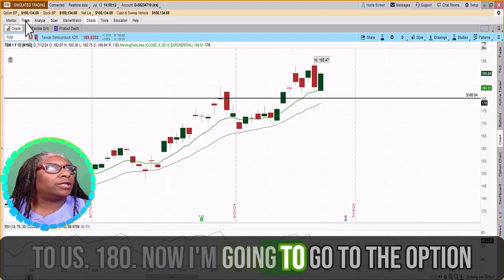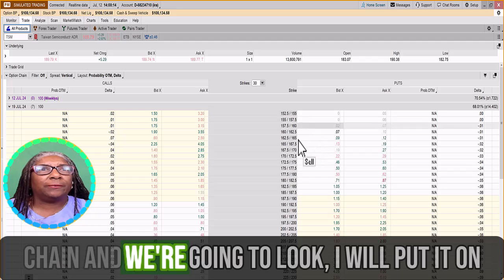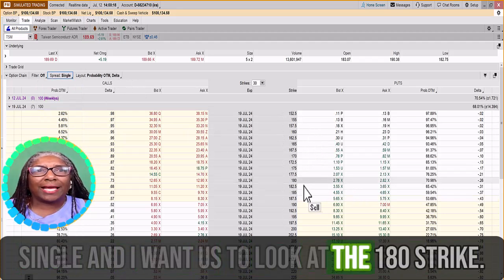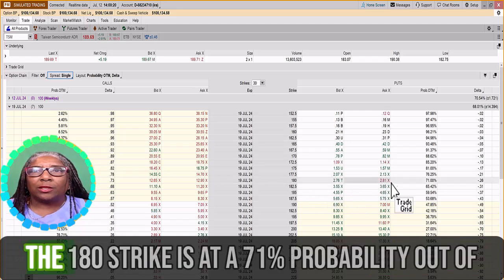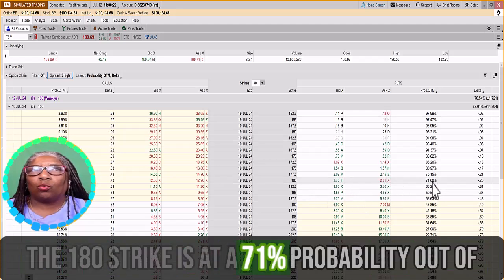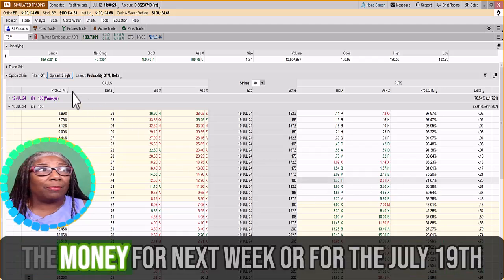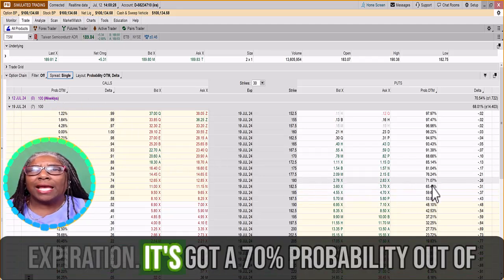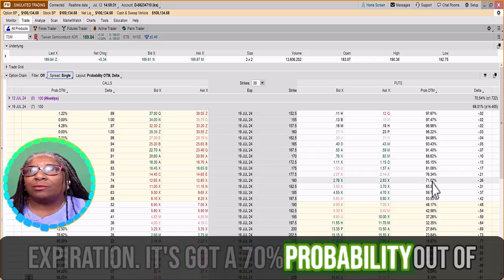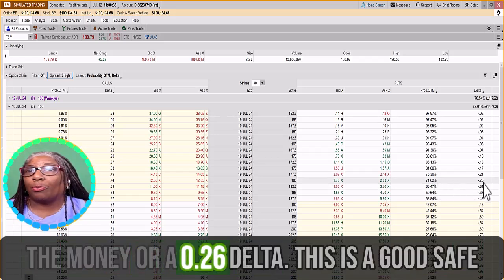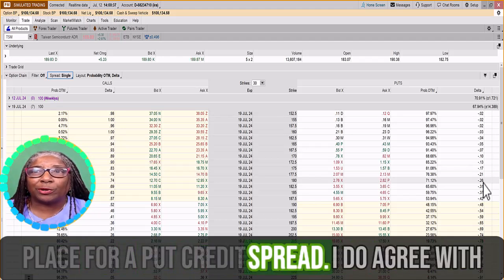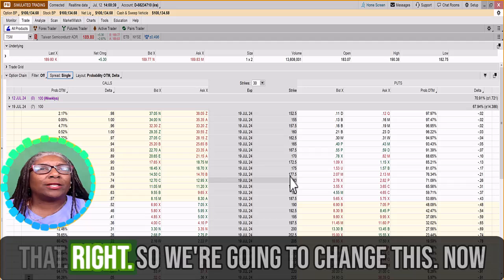180. Now I'm going to go to the option chain and we're going to look, I will put it on single, and I want us to look at the 180 strike. The 180 strike is at a 71% probability out of the money for next week or for the July 19th expiration. It's got a 70% probability out of the money or a 0.26 delta. This is a good safe place for a put credit spread. I do agree with that. Right, so we're going to change this.